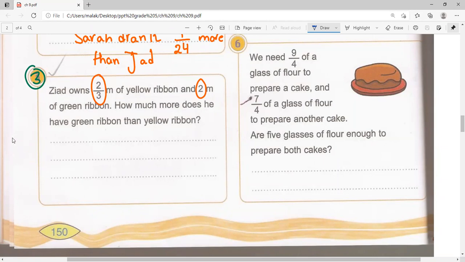Ziad owns 2/3 meters of yellow ribbon and 2 meters of green ribbon. How much more green ribbon does he have than yellow ribbon? So he has 2/3 meters of yellow ribbon and 2 meters of green ribbon. Are we comparing between two different things, Malak? Which two ribbons are we comparing? We are comparing between the yellow and the green ribbon.